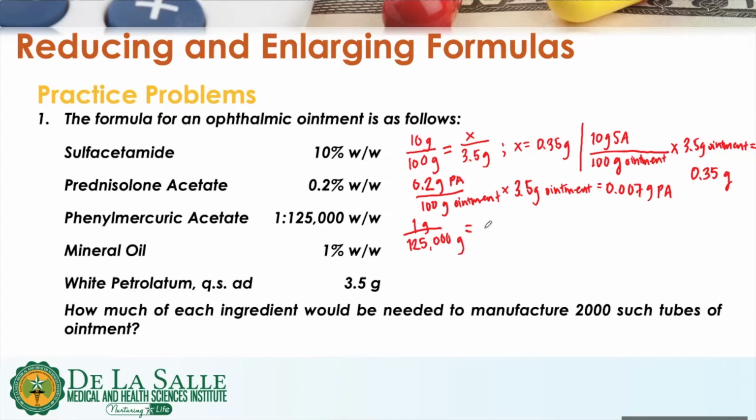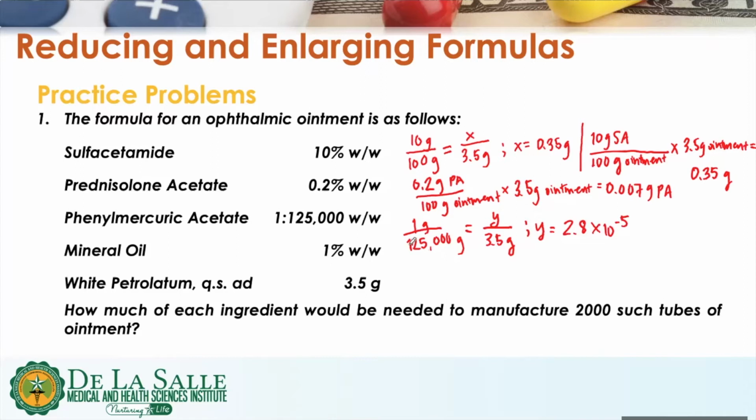Now, let's do ratio and proportion. So the weight of the ointment is 3.5 grams. We can determine the value or the amount of phenylmercuric acetate, Y, and that is equal to 3.5 divided by 125,000. It's 2.8 times 10 to the negative 5.